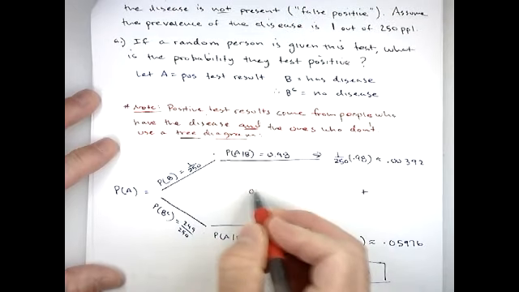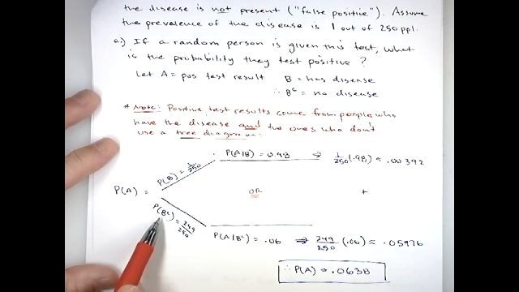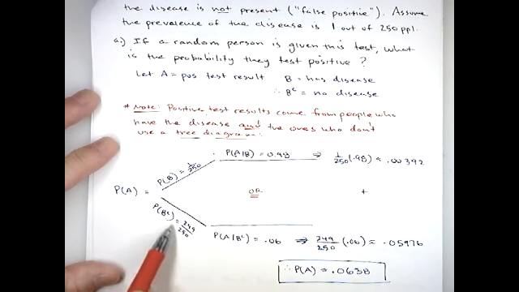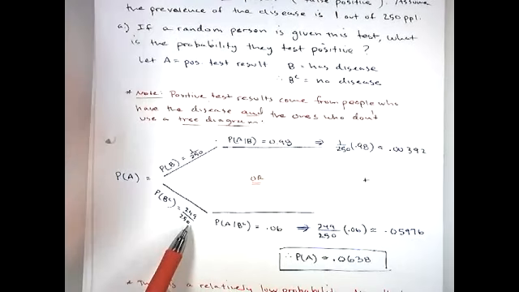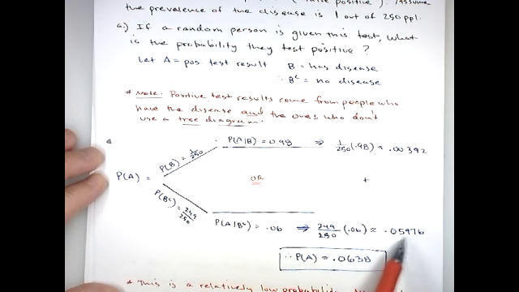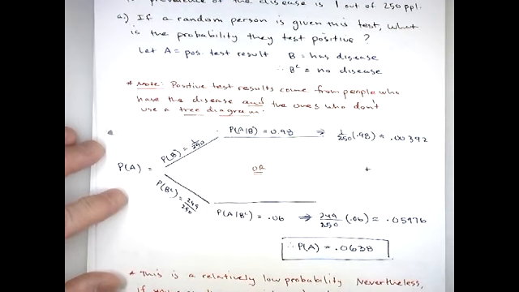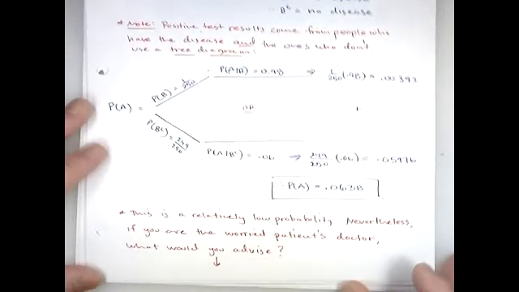But we also get positive test results from people who don't have the disease, which is 249 out of 250 people, times the probability they get a positive test result given that they don't have the disease, which is 6%. Multiply those together, and that gives me this decimal. So the total probability of getting a positive test result, you would add these two together, and it's 0.0638, which is relatively low.